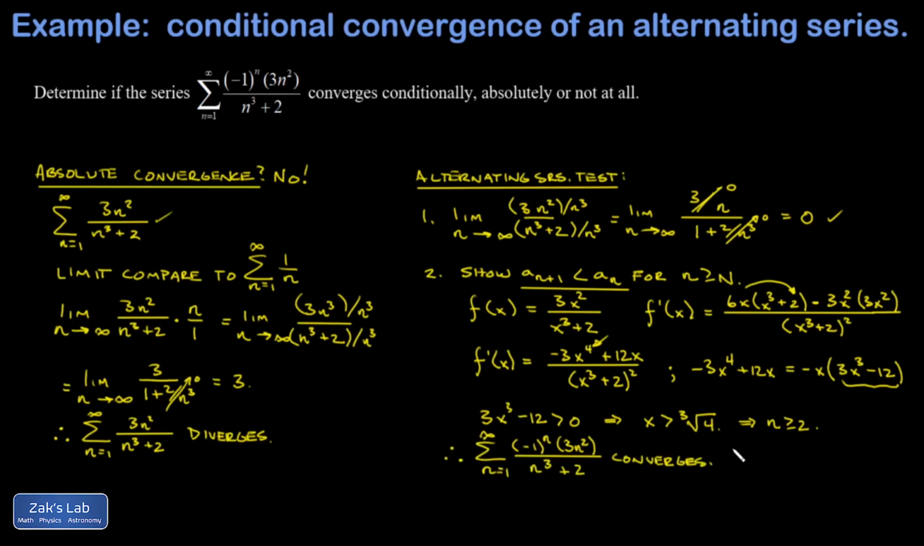And there's a special name for an alternating series that fails the absolute convergence test but passes the alternating series test, and that is conditionally convergent.